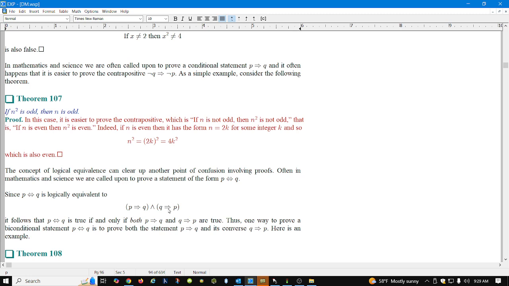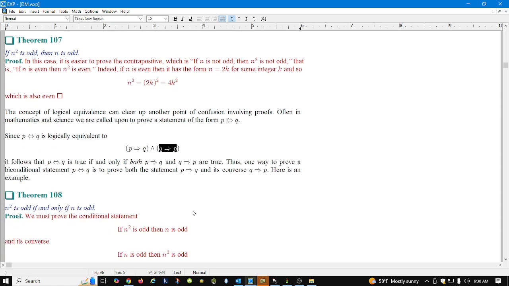There are some cases where a proof of P if and only if Q can be done directly, but they're fairly limited. Most of the time, you're going to have to split the proof into two separate proofs: proof of P implies Q and proof of Q implies P.